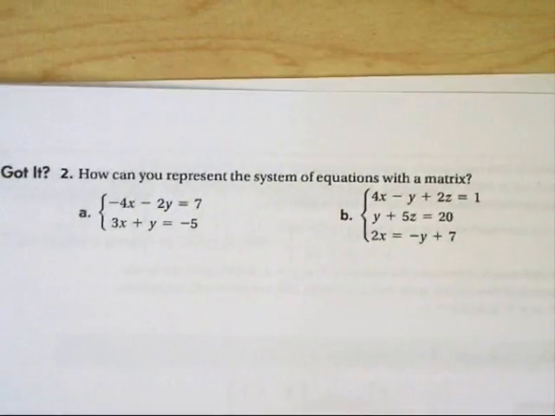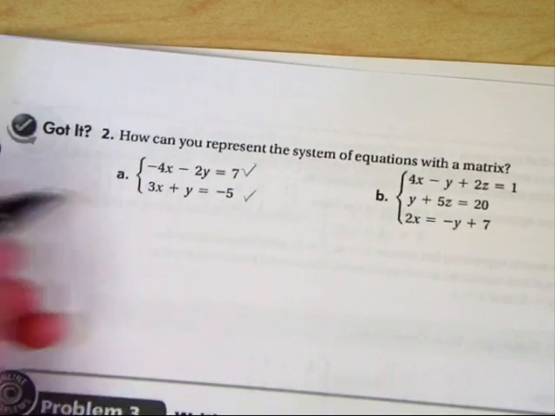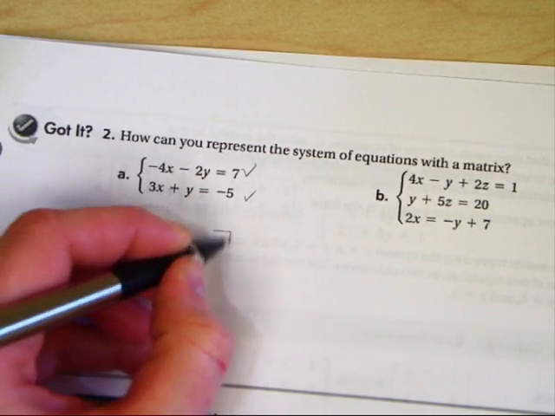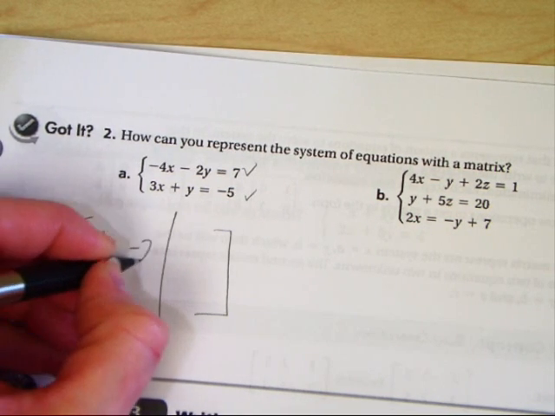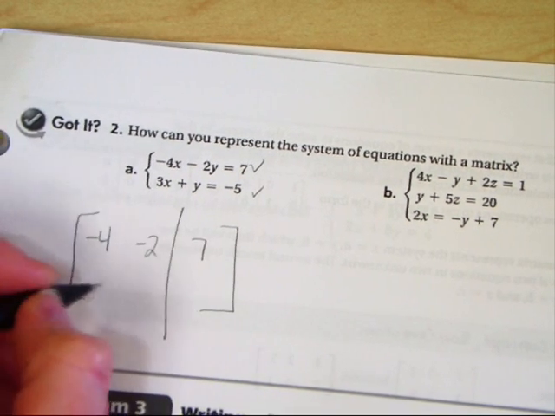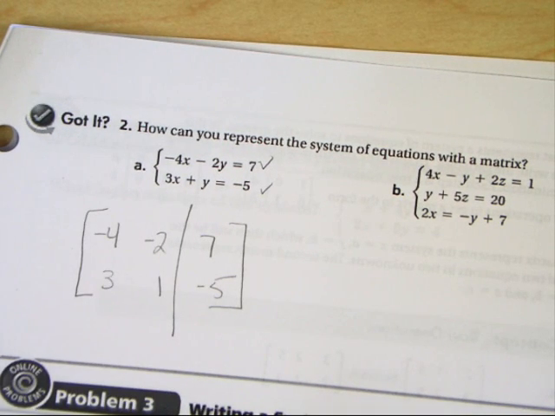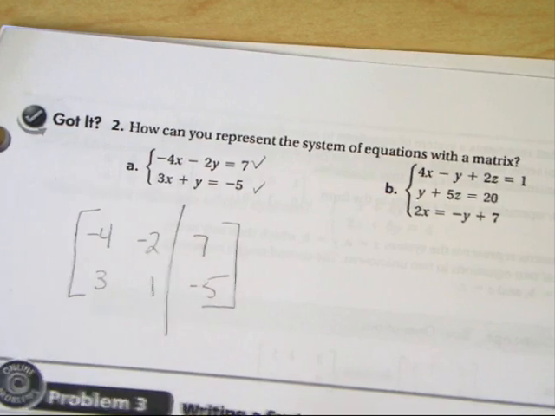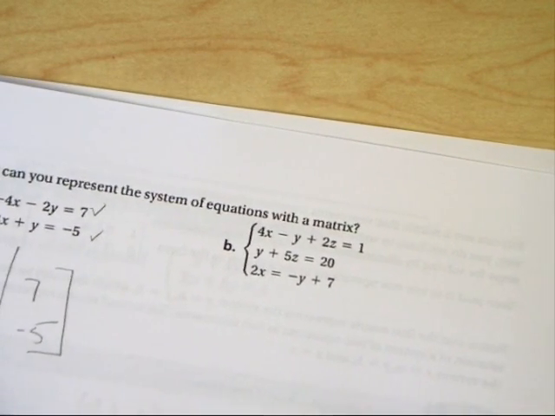Moving on. Can we do this one more time? Make sure they're in order, which both of them in A are. Put your equations in there with your equals sign. -4, -2, and 7. 3, 1, and -5. That's all there is for that one. Remember x, y equals. And in part B, rearrange them, x, y, z.